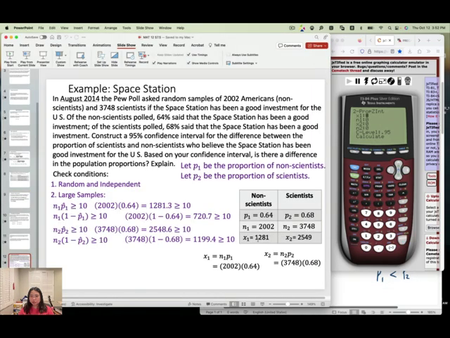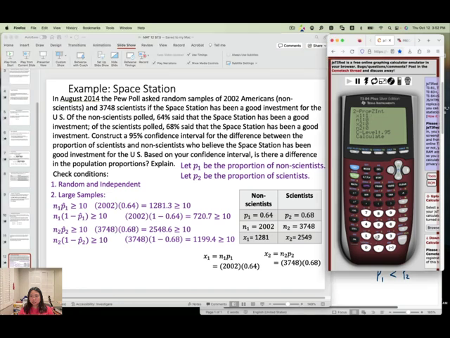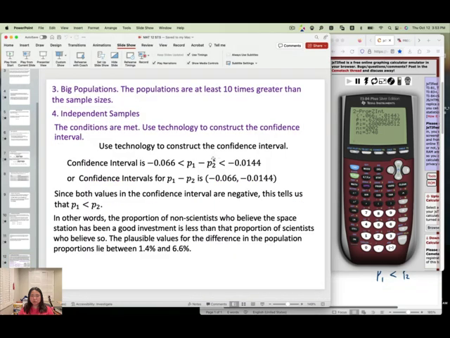Okay, we have this table here. X1, 1,281, N1, 2002, X2, 2,549, N2, 3,748. And then we are working on a 95% confidence interval, so 0.95. Go to Calculate. Okay, check your work. You should have negative 0.066 and negative 0.0144 here. Okay, make sure you're including this, the P1 minus P2 here.